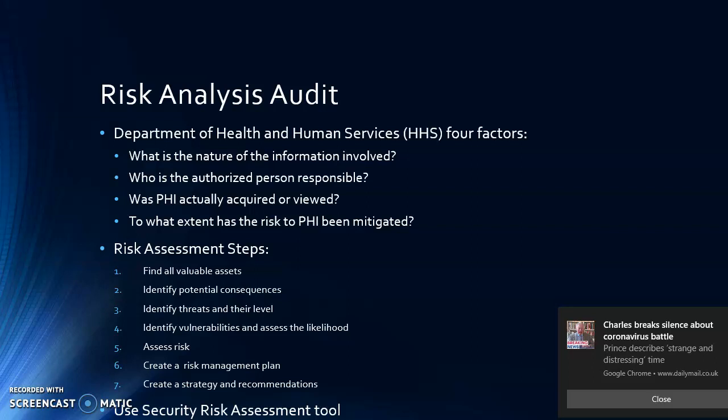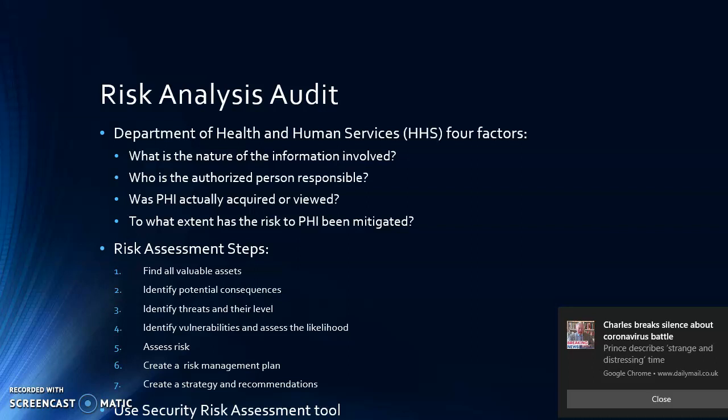And the last step, create a strategy and recommendations. This is very important because the organization will look at the recommendations and then implement new measures to prevent a breach.